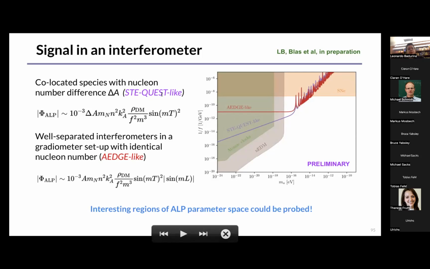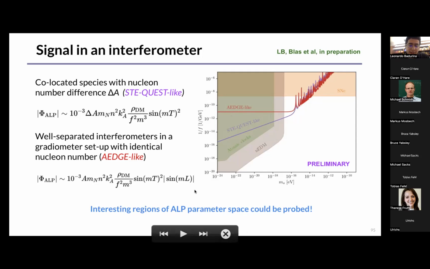Depending on the type of experiment that you want to construct, if you had something like an STE-QUEST type experiment, meaning space-based experiments with two co-located atom interferometers with different atomic species, then provided that the nucleon number difference delta A is not too small, you would expect the sensitivity curve to be given by this red curve here. If you had something like an AEDGE-like experiment, meaning two satellites that are very well separated, then you would expect the signal instead to be given by this purple curve.